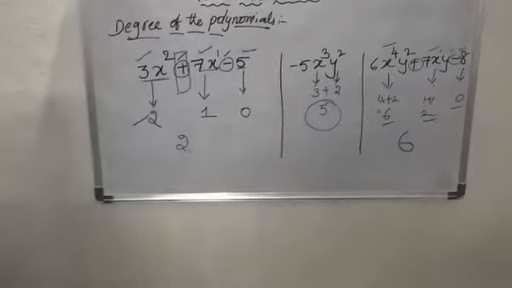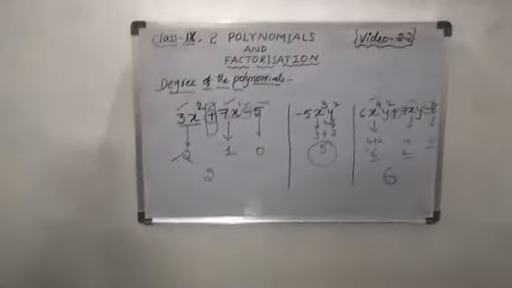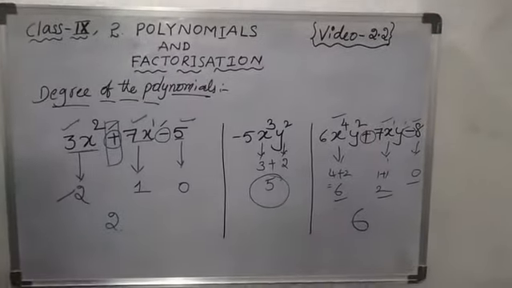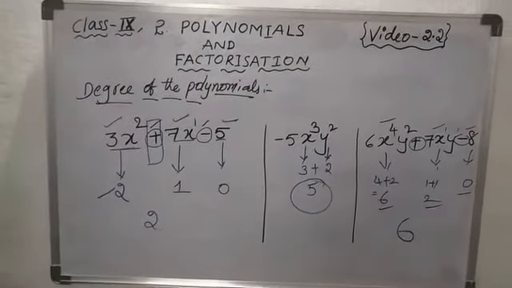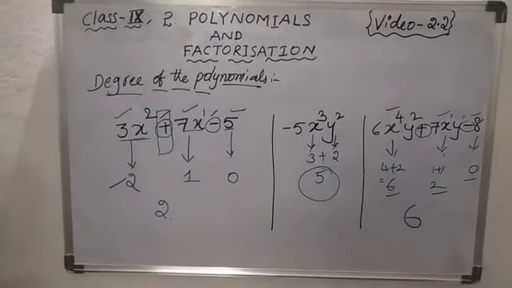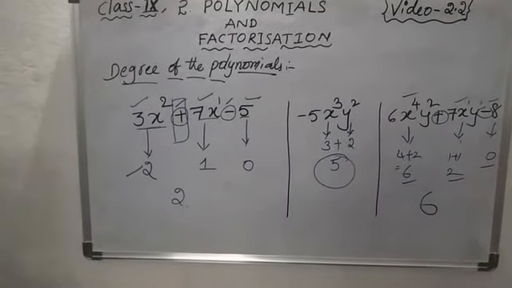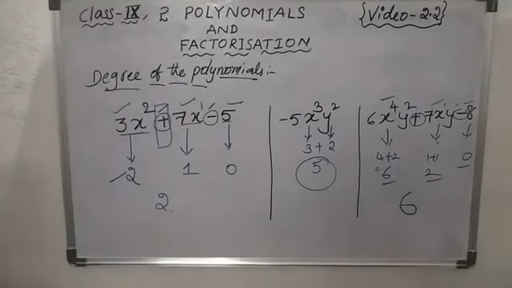So like this we should find the degree of any polynomial by using the sum of the powers of the variables of each term, and out of that we should take the highest degree as the degree of the polynomial.